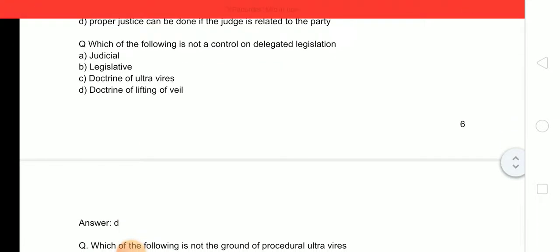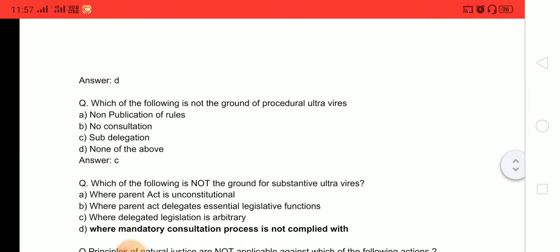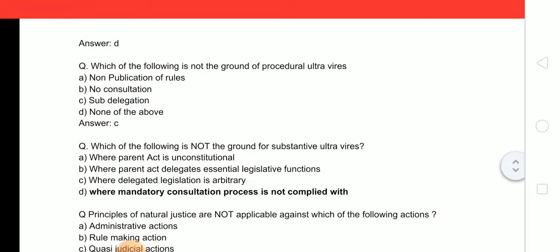Next question is, which of the following is not a control on delegated legislation? Answer is D, doctrine of lifting the veil is not a control, while judicial control, legislative control and doctrine of ultra vires is also a control on delegated legislation. Next question, which of the following is not a ground of procedural ultra vires? Answer is subdelegation is not a ground of procedural ultra vires, while non-publication of rules, no consultation are the ground of procedural ultra vires.